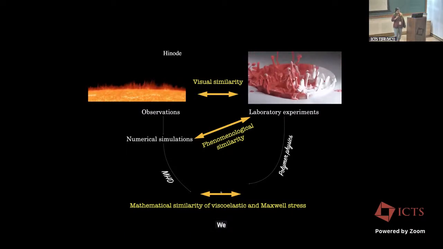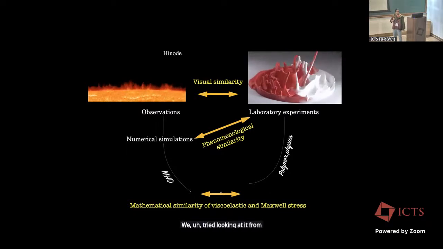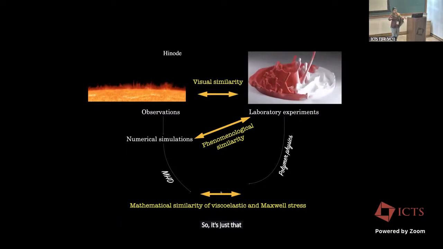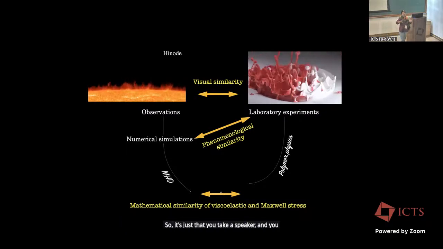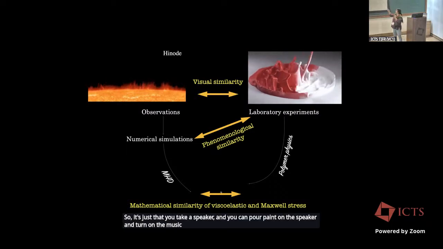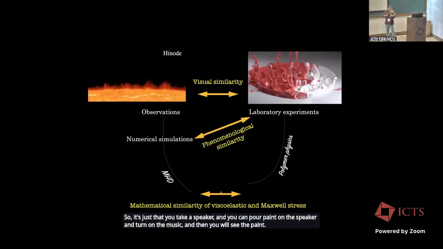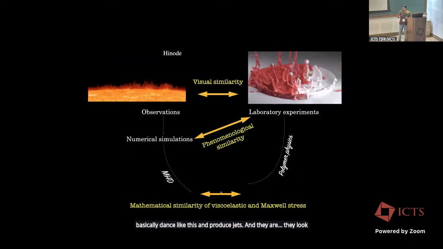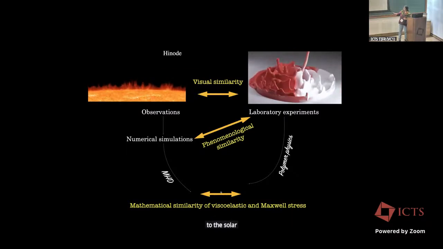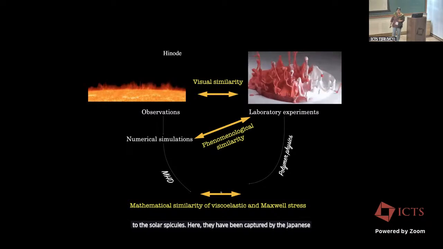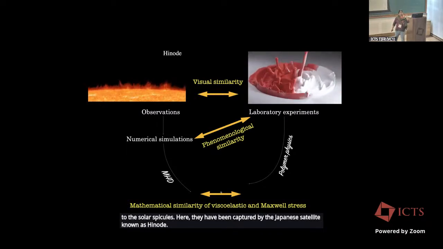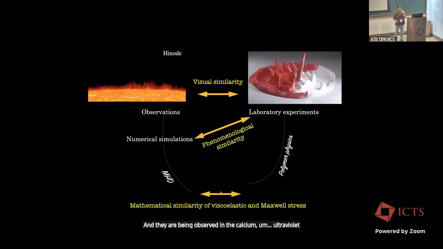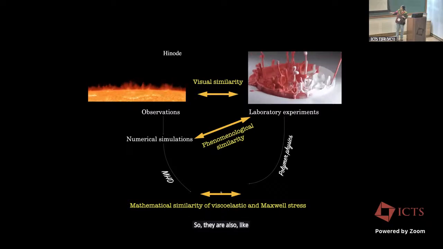We tried looking at it from this popular science experiment, which you have all maybe seen on YouTube. So it's just that you take a speaker and you can pour paint on the speaker and turn on the music, and then you will see the paint basically dance like this and produce jets. And they visually look very similar to the solar spicules. Here they have been captured by the Japanese satellite known as Hinode, and they are being observed in the calcium ultraviolet light. So they are also, like, you see these jets going up and falling down.